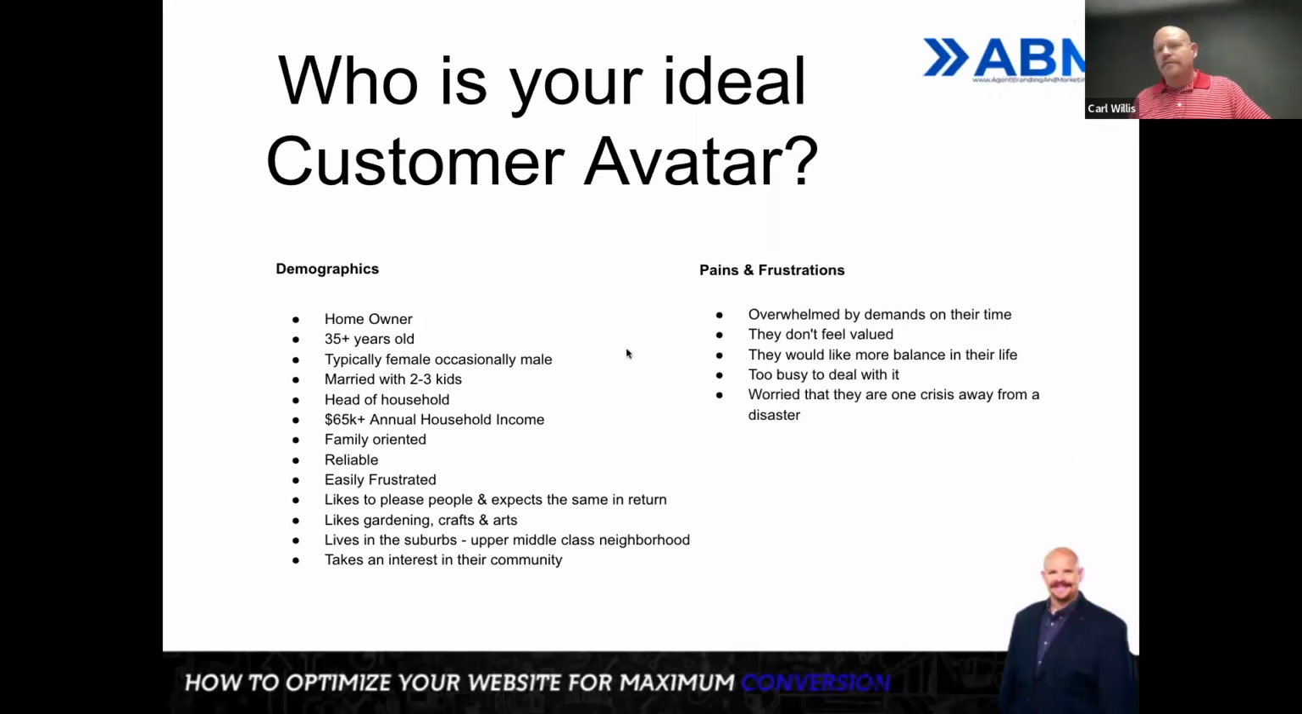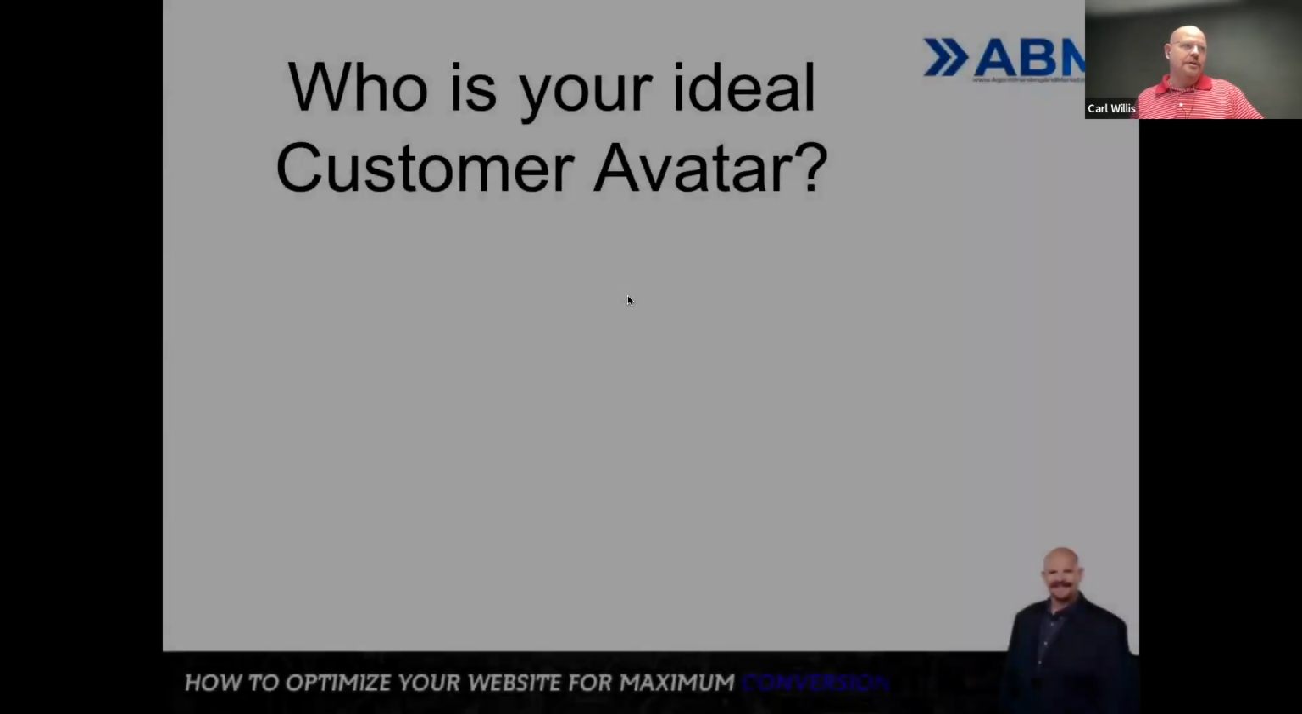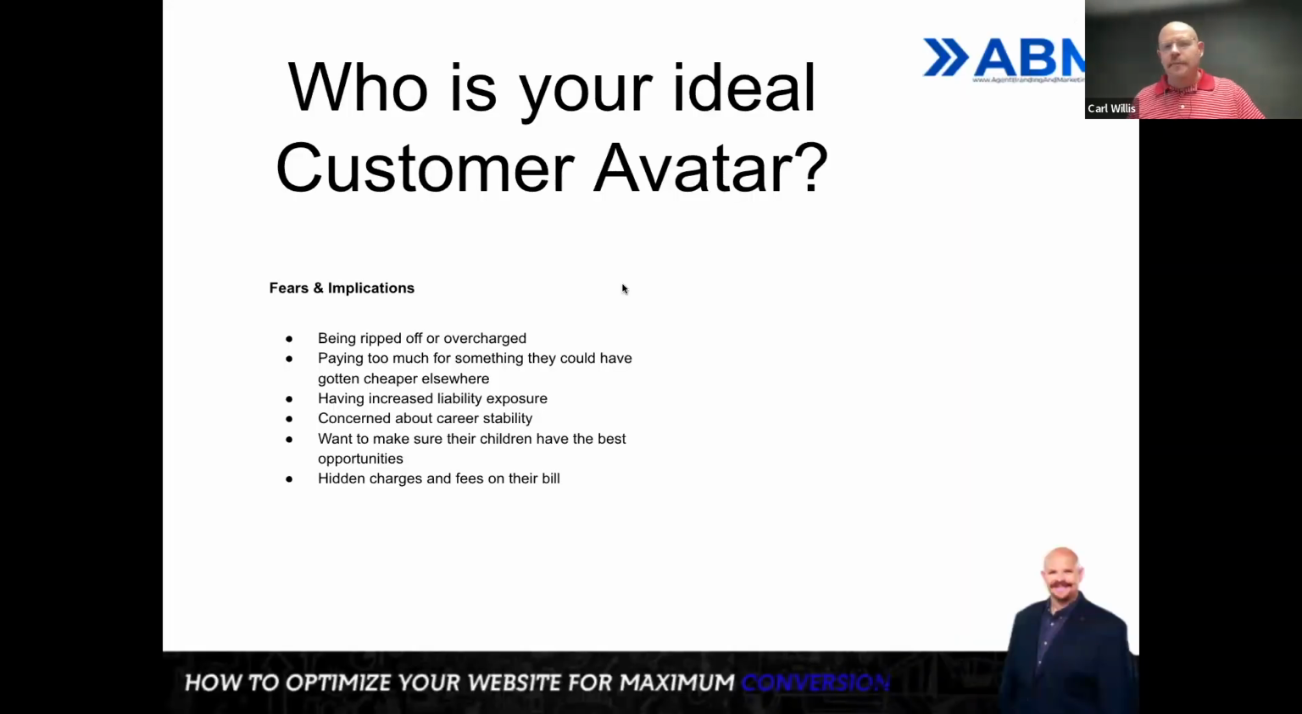Pains and frustrations. They feel like there are too many demands on their time. They don't feel valued. They would like more balance in their life. They're too busy to deal with things. They're worried that they are one crisis away from a disaster. Their fears and implications. They don't want to be ripped off or overcharged. They don't want to pay too much for something they could have gotten cheaper somewhere else. They don't like having increased liability exposure. They're afraid of being harmed financially. They're concerned about the stability of their career. They want to make sure that their children have the best opportunities, and they don't want to see hidden charges and fees on their bill.